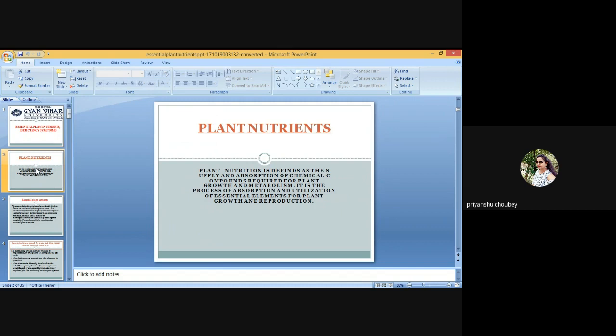Now, nutrient classification. The classification of nutrients has been done on the basis of two criteria: first, quantity of nutrients required by the plant, and second, the functional role. In the quantity-based classification, depending upon the quantity required by the plant, nutrients are classified as major or macro and micronutrients. The dividing line between major and micronutrients is that sulfur is a major and chlorine is a micronutrient.